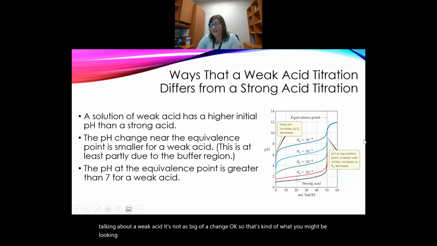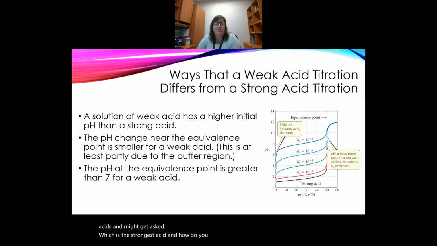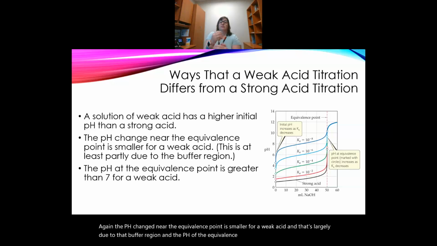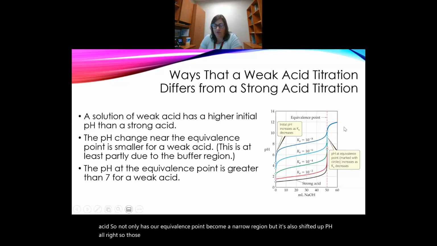Now, why is that relevant? Because you might get asked, what does that mean? Which of these is a stronger acid? You might see curves that are actually labeled as different acids and might get asked which is the strongest acid and how do you know? Again, the pH change near the equivalence point is smaller for a weak acid, and that's largely due to that buffer region. And the pH of the equivalence point is greater than 7 for a weak acid. So not only has our equivalence point become a narrower region, but it's also shifted up in pH. So those are things that you can do to compare those titration curves and things that we might ask you to do.